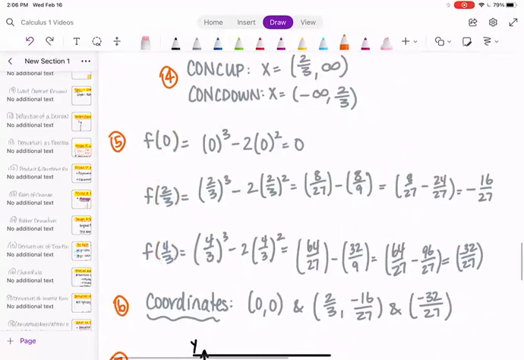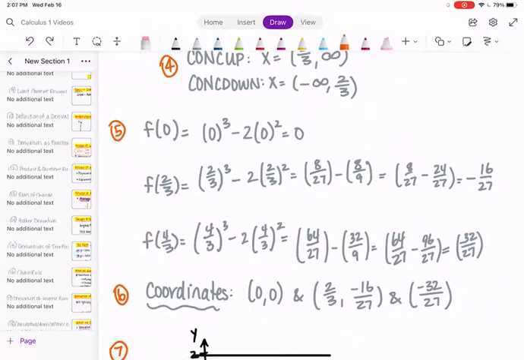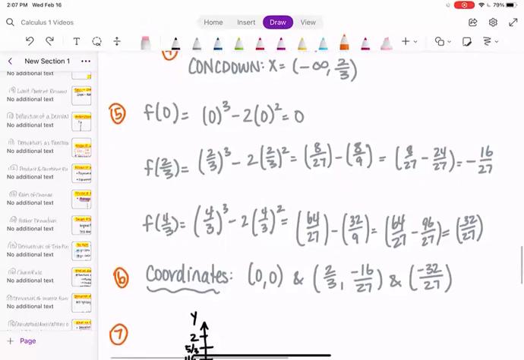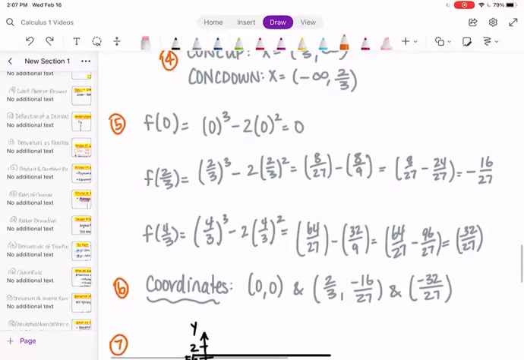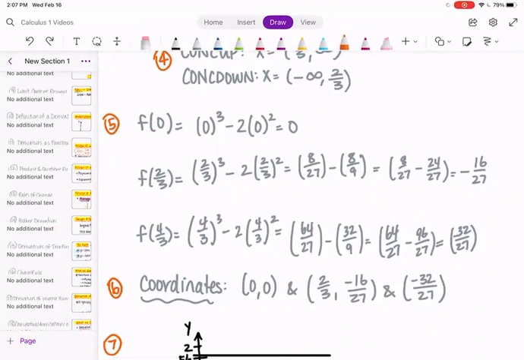So again, what we're going to do is make sure that we're plugging these into the original function, which was x cubed minus 2x squared. So you'll see that that's exactly what I'm doing. And then for reference later on, obviously this equals 0.